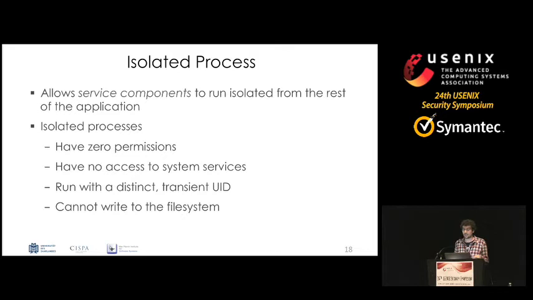Also, these isolated processes run with a distinct transient user ID. That user ID is randomly assigned when the process starts. With that, the isolated process does not have access to the app's private directory, so it cannot write to that directory or read from it. In fact, it cannot write anywhere on the file system. It can read world-readable files, but it cannot write anywhere. So the isolated process is the most restrictive runtime environment that stock Android provides.